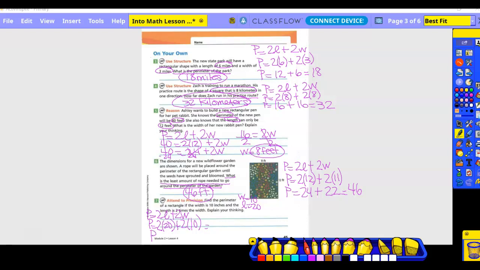So P equals, what is 2 times 20? 2 times 20 is 40. What's 2 times 10? 20. So 40 plus 20 is 60. So my answer is 60 inches.